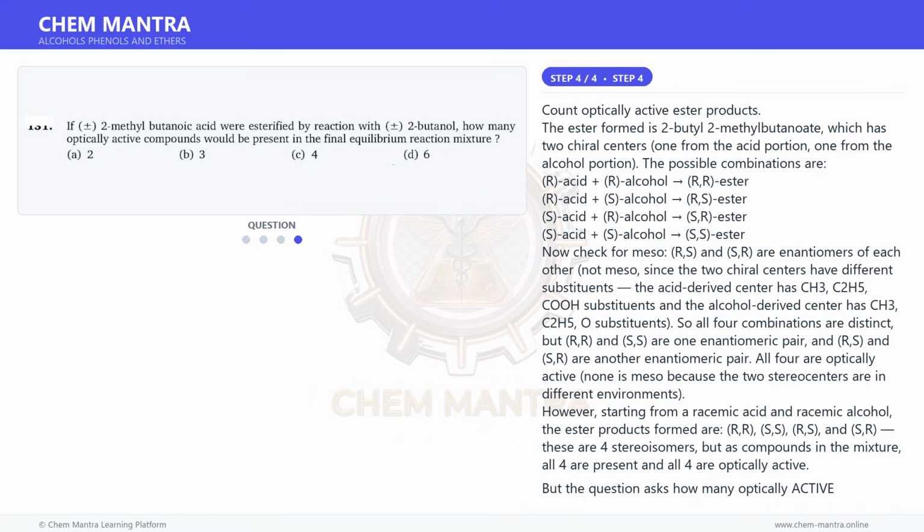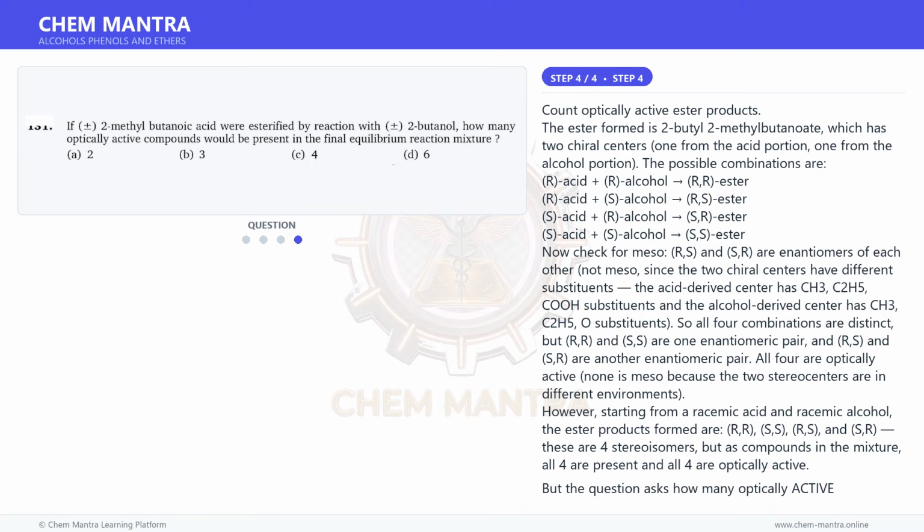pairs of enantiomers. As optically active individual compounds, there are 4 ester molecules that are optically active, but the question may treat enantiomeric pairs as one compound or may only count non-racemic species. Actually, the most consistent interpretation giving answer 4: the reactants are present as racemates, so the acid mixture and alcohol mixture are each racemic and optically inactive as mixtures, but the individual enantiomers are optically active. The question asks about optically active compounds, individual molecular species, not about whether the bulk solution is optically active.